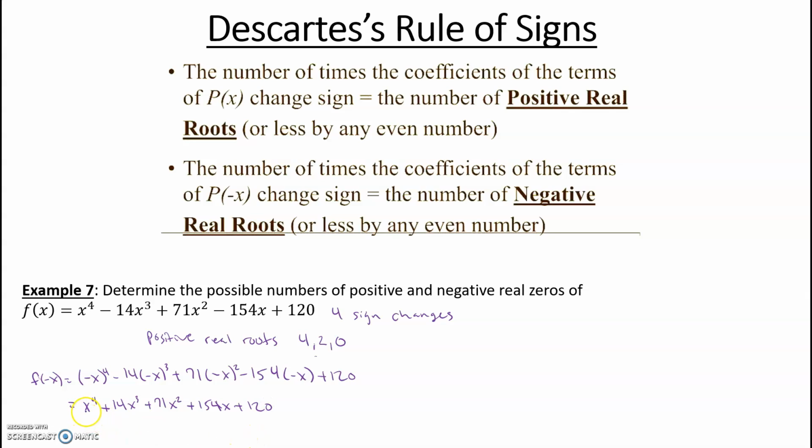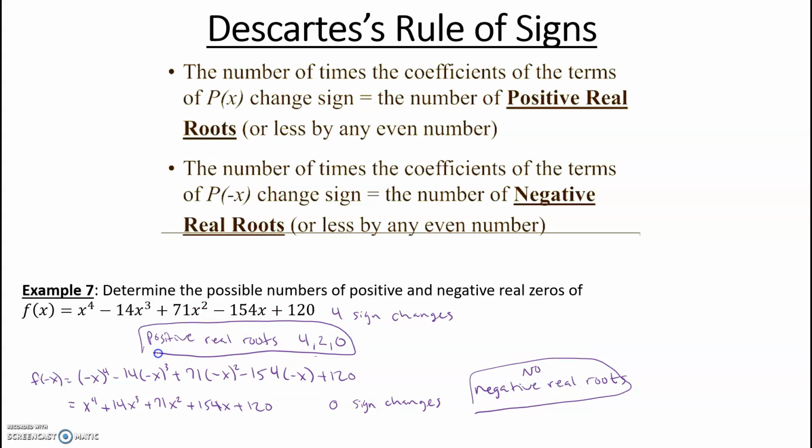So if we're looking here, positive, positive, positive, positive, positive, there are 0 sign changes. So what does that mean? That means your negative real roots, you have none. So there's no negative real roots. My bad. And you could have either 4, 2, or 0 positive real roots.